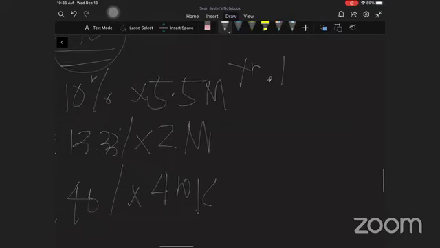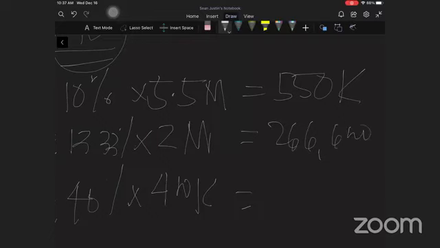Therefore, 5,500,000 times 0.10. So that is 550,000 depreciation for machine A. For machine B, that's 2 million times 0.1333. That's 266,600. And for machine C, that's 40% times 400,000. That is 160,000.